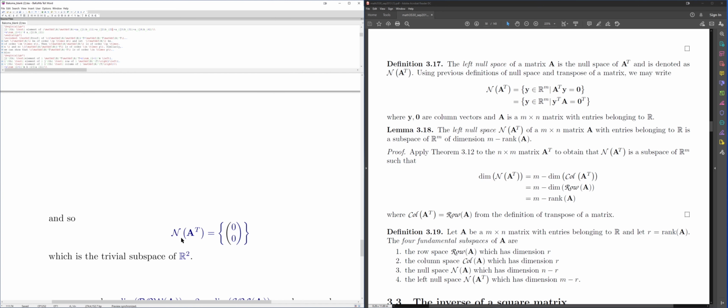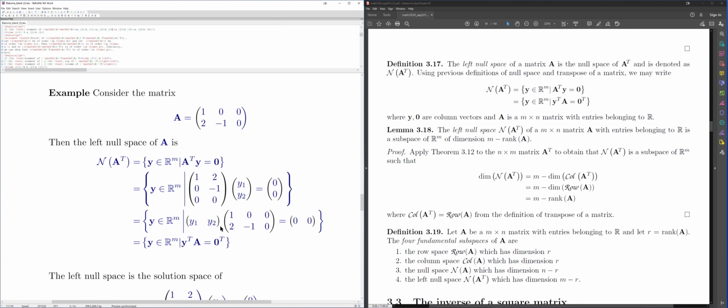So this is an example of calculating the left null space of A, and the left null space of A is the null space of A transpose by definition. Okay, so one more time. If I have a matrix A, to get the left null space, I want the null space of A transpose, and that's just what I did. And the null space of A transpose in this case just consists of the 0 vector alone, so it's a trivial subspace of R2.